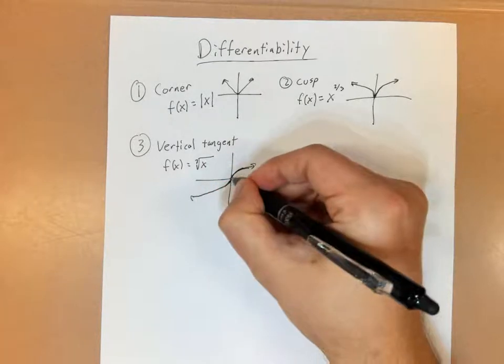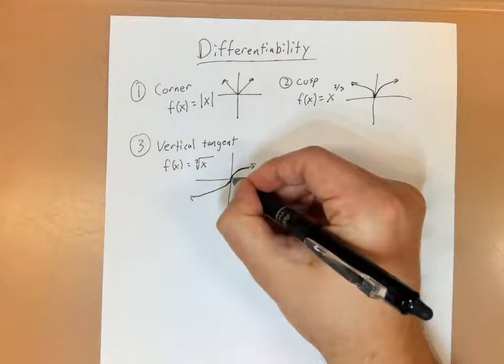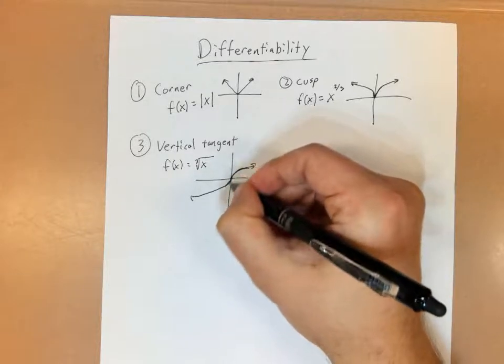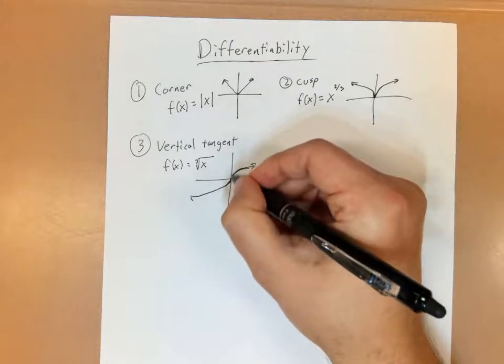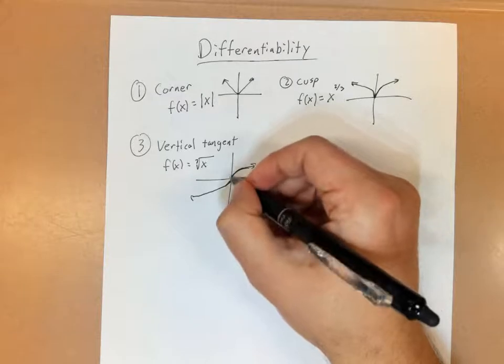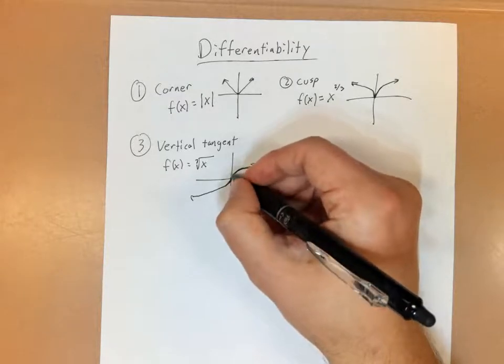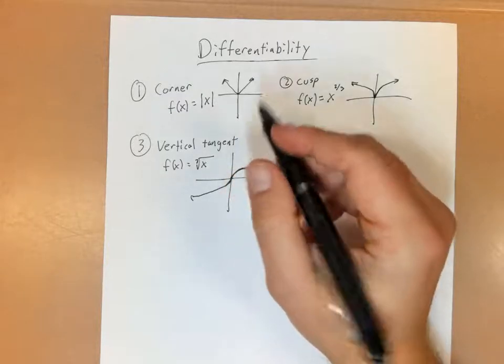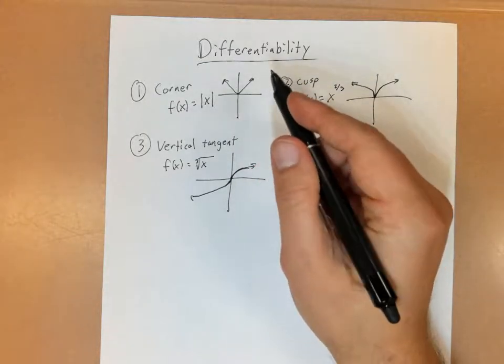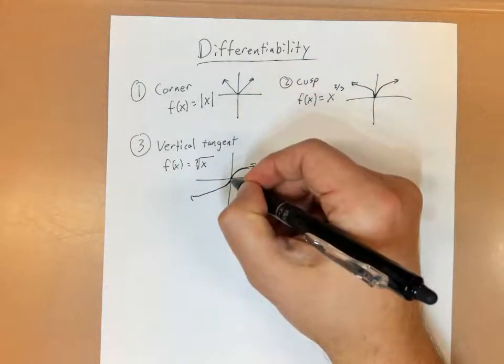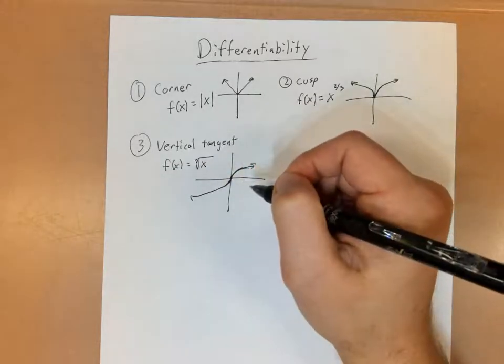So right at this x equals 0, you're going to have a vertical slope there, so the graph will be going straight up and down. And that slope is undefined. So because that slope is undefined, our derivative is undefined, because our derivative is our slope. So it would not be differentiable at x equals 0.